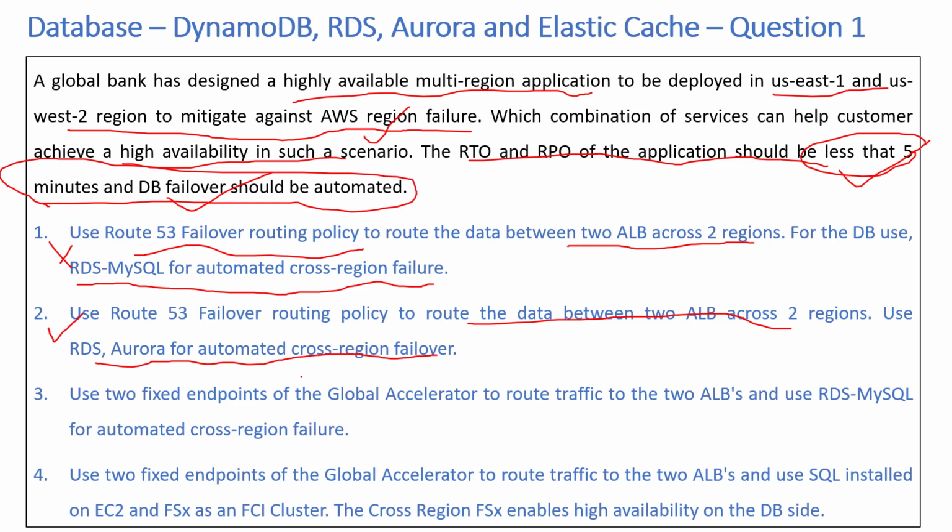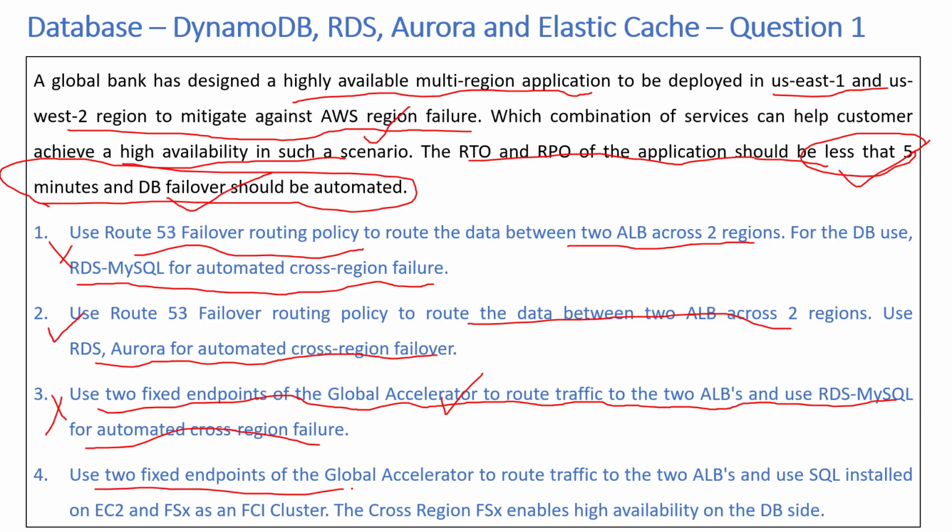But now let's take a look at the other options that we have. Use two fixed endpoints of Global Accelerator to route traffic to those two ALBs and use RDS MySQL for automated cross-region failure. Global Accelerator you can also use. You will get two fixed endpoints and then from there you can route traffic to the two ALBs in those two regions. The first point seems to be okay. But again, the second one, use RDS MySQL, will not work because it's not automated and the RTO is around 5 minutes or so. So this will not work.